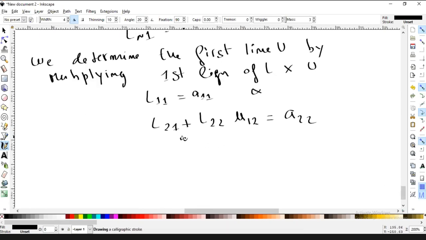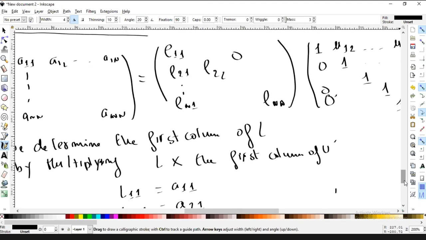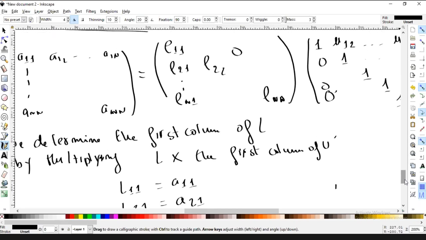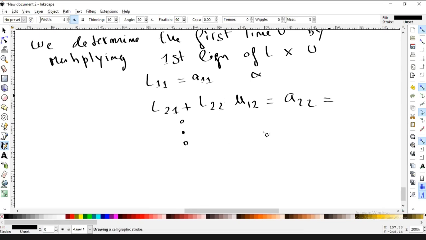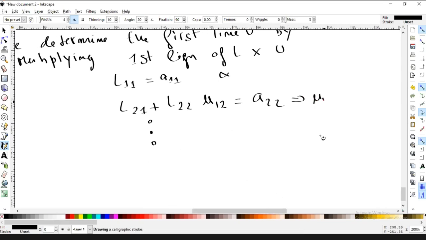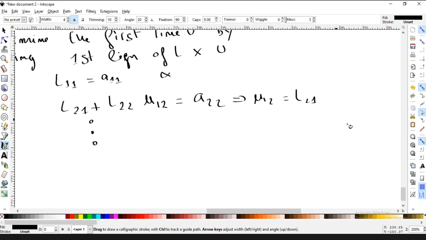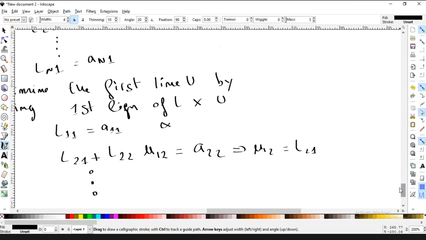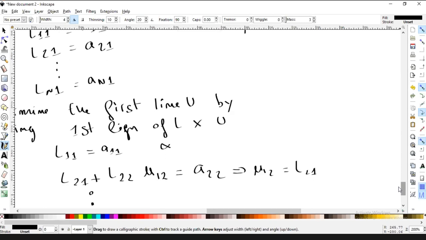And I continue here until the last element, Ln1. So now here I can determine U12. U12 is equal to... oh, what did I do here? No, sorry. It's the first line.